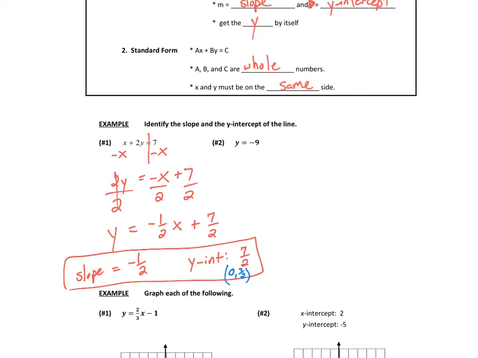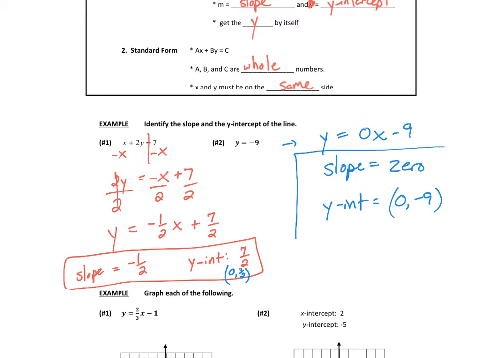It's an ordered pair. And then number 2, you can rewrite this as y equals 0x minus 9. Right? Because they didn't put down 0x. But if there's no x's, how many x's are there? There's 0. So in this one, the slope is 0. And the y-intercept is at 0, negative 9. Because the y-intercept is a point. Okay, so getting y alone will give you the slope and the y-intercept.